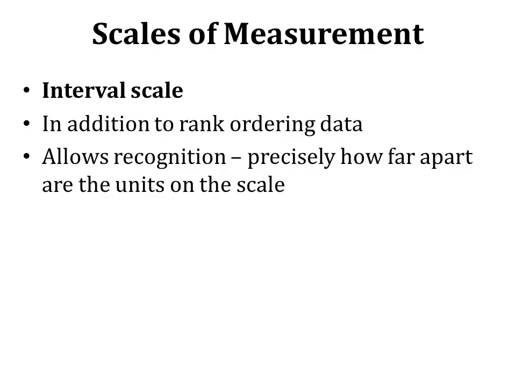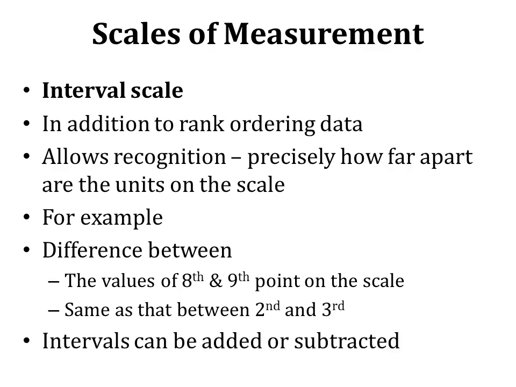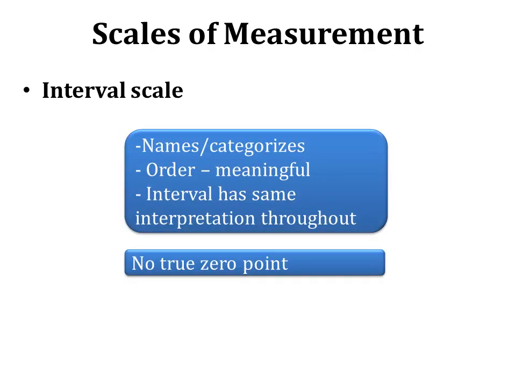Then there is the interval scale. The interval scale involves the properties of the ordinal scale, in that it arranges different categories into an order, but it also recognizes how precisely far apart the units are on the scale. For example, the difference between the values of the 8th and 9th point on the scale is the same as that between the 2nd and 3rd. And these intervals can be added or subtracted because the difference between different categories on an interval scale is the same throughout the scale.